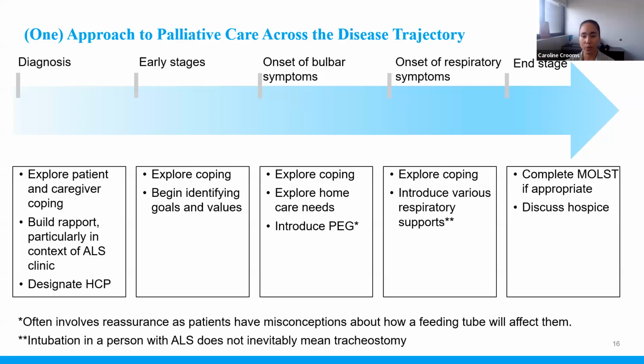And then with the onset of respiratory symptoms, you might imagine we're introducing various respiratory supports with all of these, checking in about what they know, what they've been told, and then providing information about all of these. I already talked about the fact that intubation in a person with ALS does not inevitably mean tracheostomy. And then of course, in the end stages, if I haven't already, talking about a MOLST if it's appropriate, and talking about hospice if it's appropriate. And hopefully all of those things build to make that a more successful conversation.